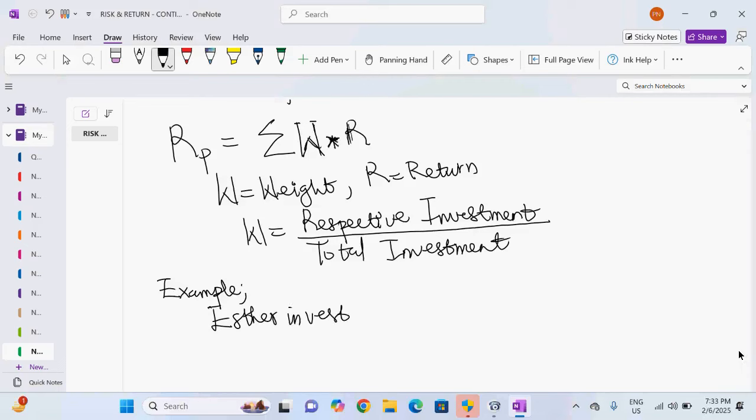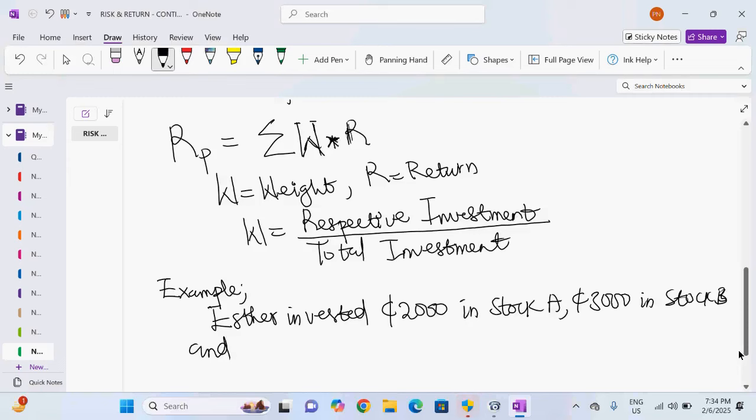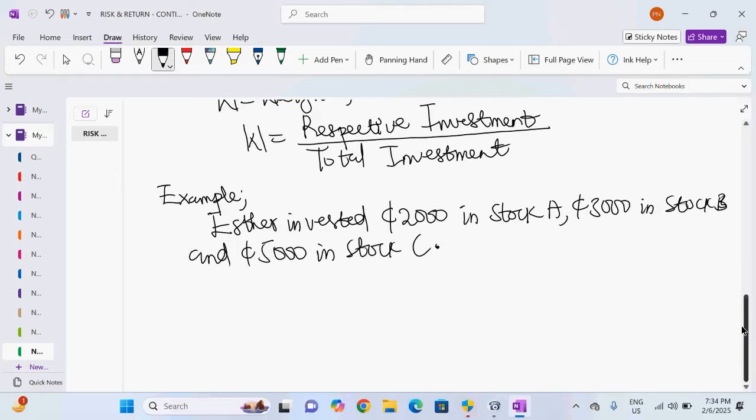Esther invested 2,000 Ghana cedis in stock A, 3,000 Ghana cedis in stock B, and then C. Let me add C. 5,000 Ghana cedis in stock C.